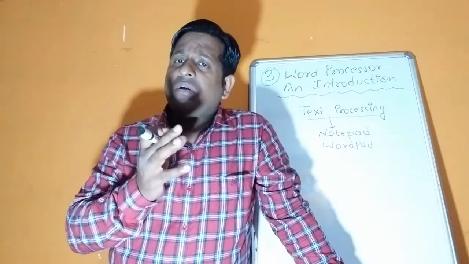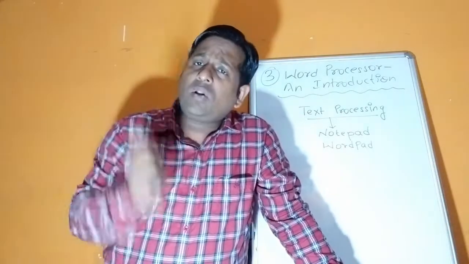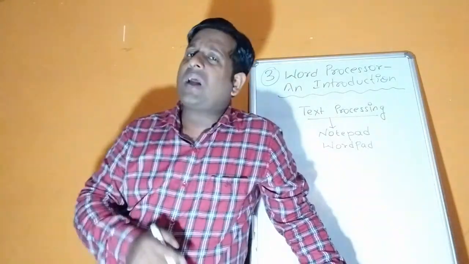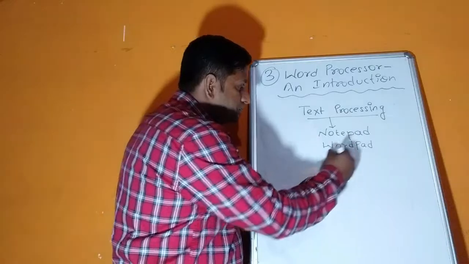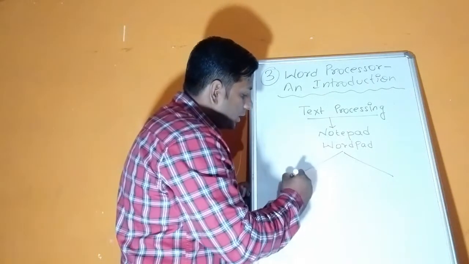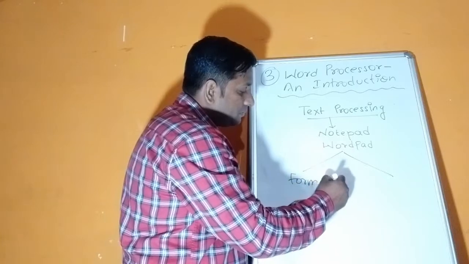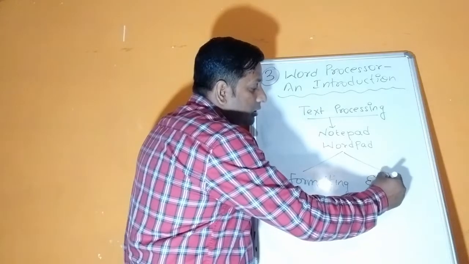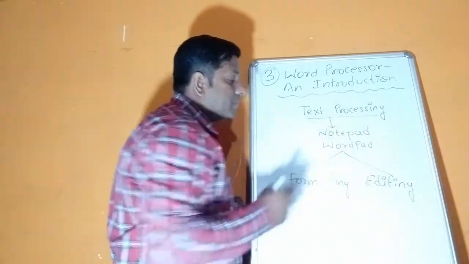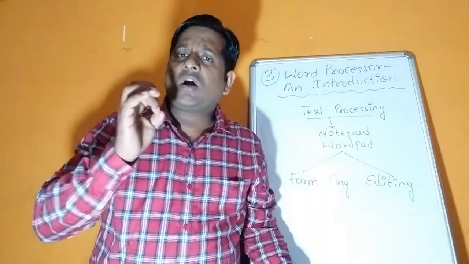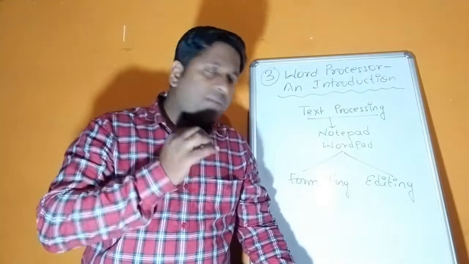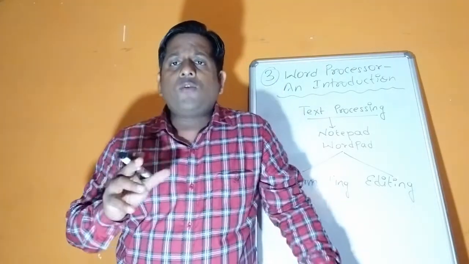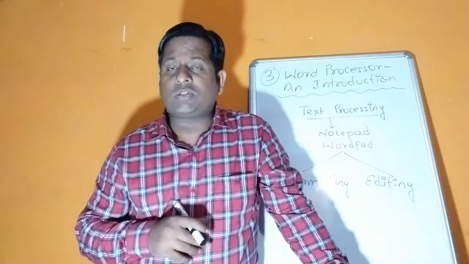Now this word processor will not have the feature of only typing, but it has some more additional features. Okay, the additional features I will just write or divide in two parts. One I can say is formatting, and another I can say is editing. So word processor has two unique features, that is formatting and editing. So let me tell you what is formatting and what is editing. Formatting means making changes, decorations.